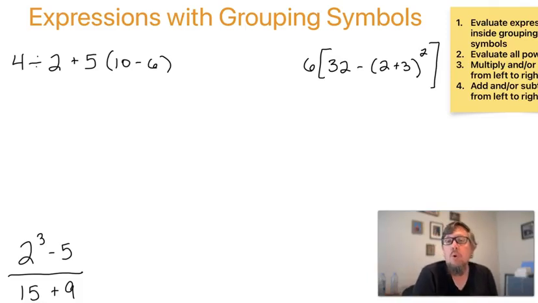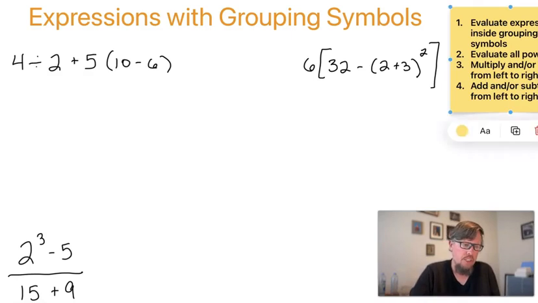Let's practice doing a few more order of operations problems that use grouping symbols. The first one we're going to look at is 4 divided by 2 plus 5, and then in parentheses 10 minus 6. The way you would say that out loud is 4 divided by 2 plus 5 times the quantity 10 minus 6. The quantity is the math way of saying these things are grouped together.